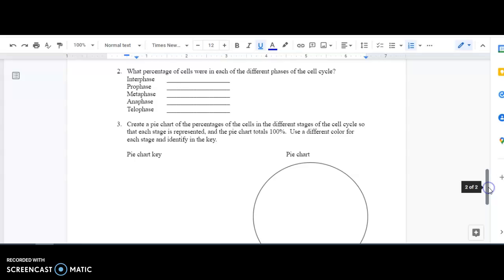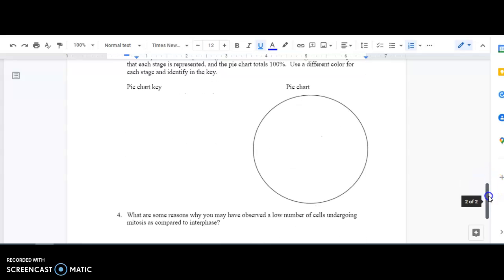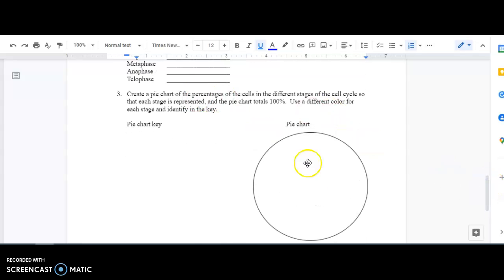Number 2, you're just taking the percentages that you calculated on the front and putting them here. And that's just to help you do your pie chart here. So you got the percentages there, and you can create your pie chart. You got colors on your table, so use them. At least make some sort of pie chart key if you don't want to use colors, and that's really for the people at home doing this.